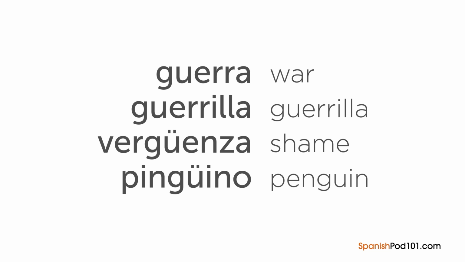Consider the following examples. Guerra. Guerrilla. Vergüenza. Pingüino. Notice how the U is silent in the first two examples, Guerra, Guerrilla, but pronounced in the last two, Vergüenza, Pingüino. Keep in mind, though, that this accent only occurs in a few words that have the letters G and U together.